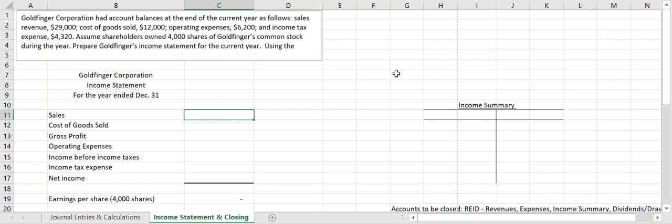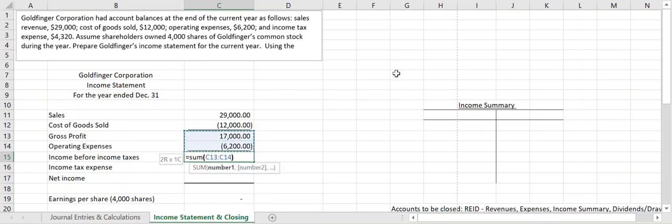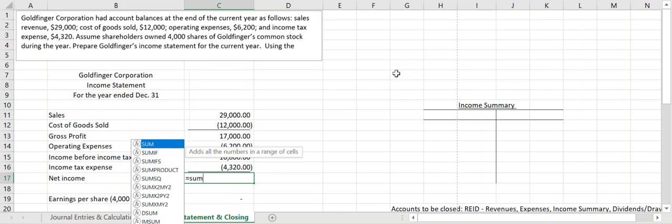So we start with our sales of $29,000. We're going to take away from that our cost of goods sold of $12,000, which gets us our first subtotal under the multi-step income statement of gross profit of $17,000. Our operating expenses, all those expenses, again, keeping our business running and operating, come next. And we subtotal those to get to our income before income taxes. And they told us this year we'd have to pay $4,320 in income tax expense.